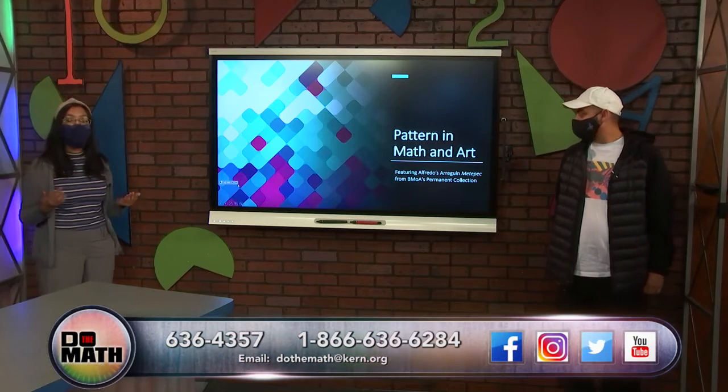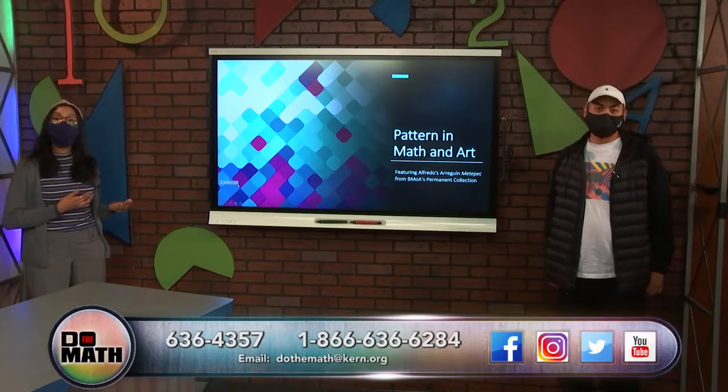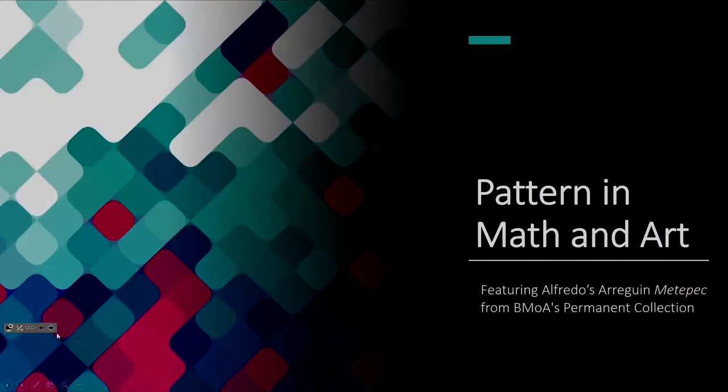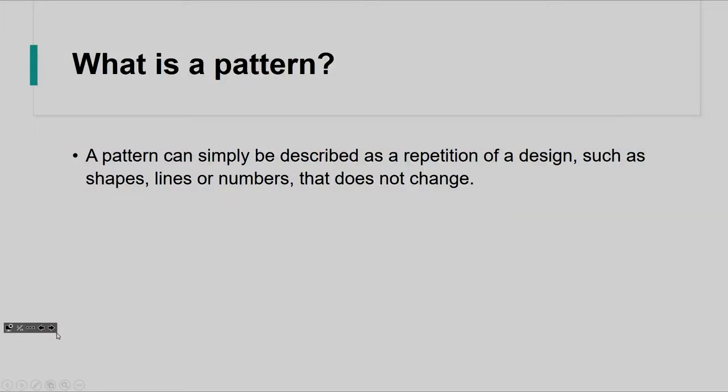Yeah, and today we're going to be talking about pattern in math and art, featuring one of the pieces from our permanent collection. So what is a pattern, John? A pattern is often a set of shapes or designs that are being repeated over and over again, and that often do not change. And if they do change, they are very small details changing as it evolves. Also dealing with lines and numbers as well.